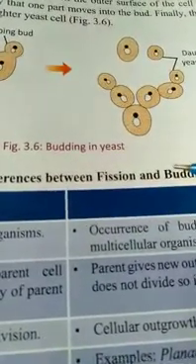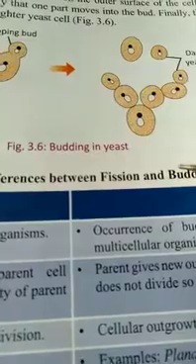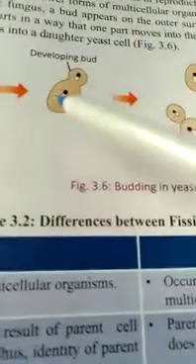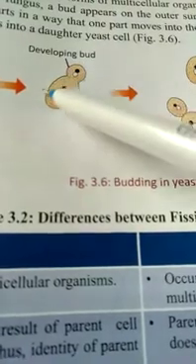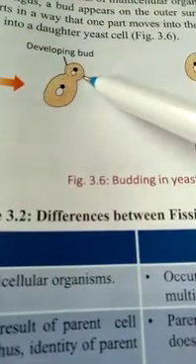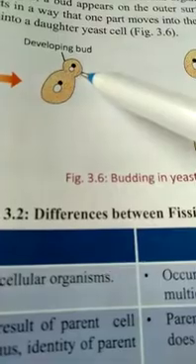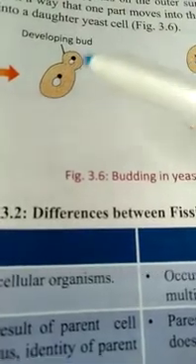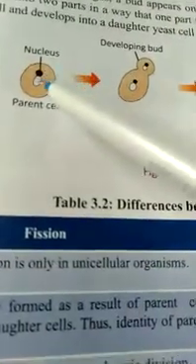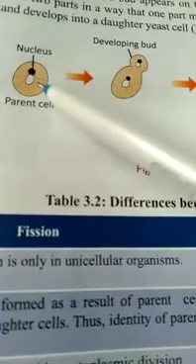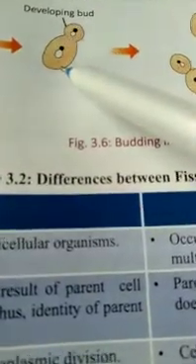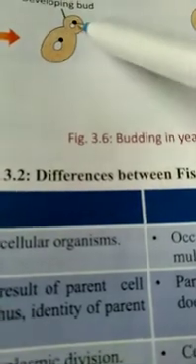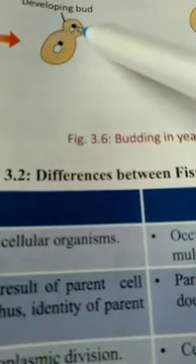In yeast, which is a unicellular fungus, a bud appears on the outer surface of the cell wall. See, the bud appears on the outer surface of the parent cell wall. The nucleus of the parent yeast divides into two. At first there was a single nucleus present in the parent cell. Now this nucleus will be divided into two, and one nucleus will move inside the bud.